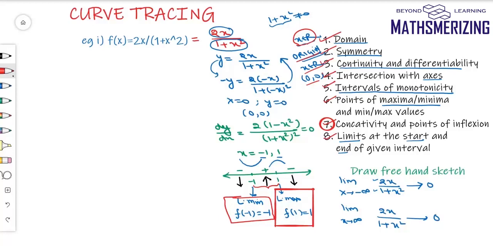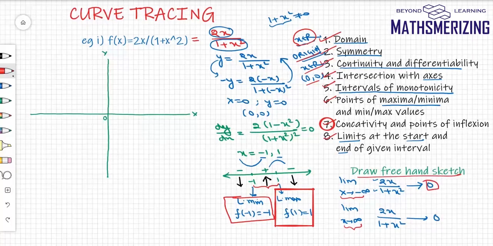Seventh step, I've skipped in this graph. Since the domain is x belongs to R, at -infinite and +infinite both, the value of this limit is 0. So now we'll draw a freehand sketch. Domain x belongs to R, origin symmetry, continuous and differentiable in x belongs to R. So intersection with axes: the first point that I'll mark on this graph is origin. So this graph must pass through origin.